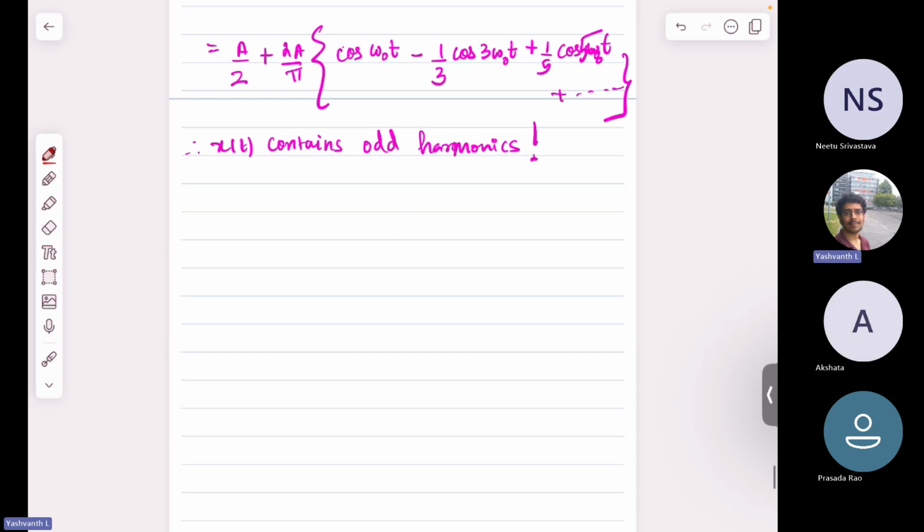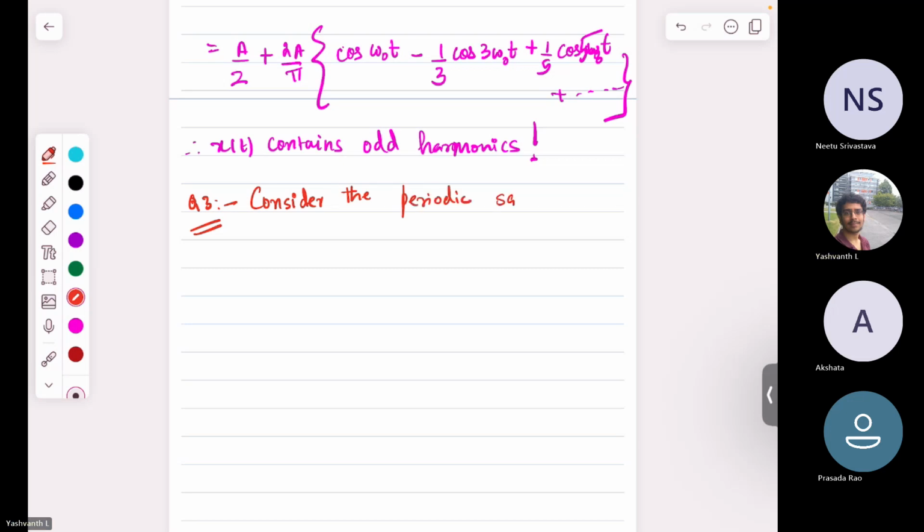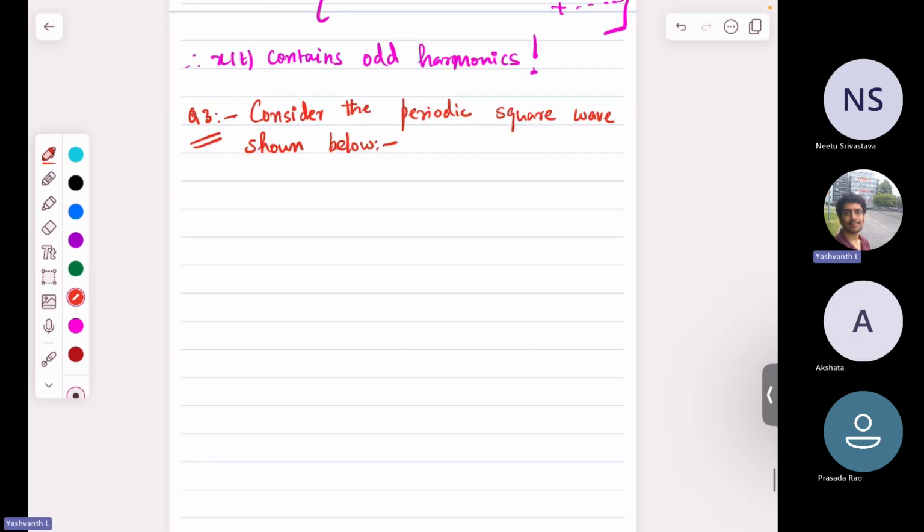Okay, now let's solve another question. This is question number 3. Now I'm going to give a different square wave. Consider the periodic square wave shown below. What is the signal x of t? Okay, let me draw it properly.